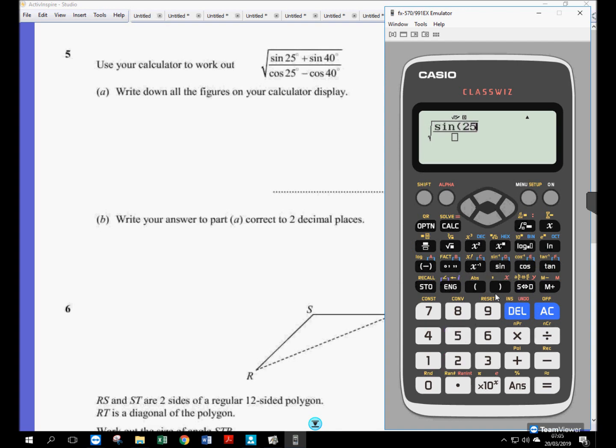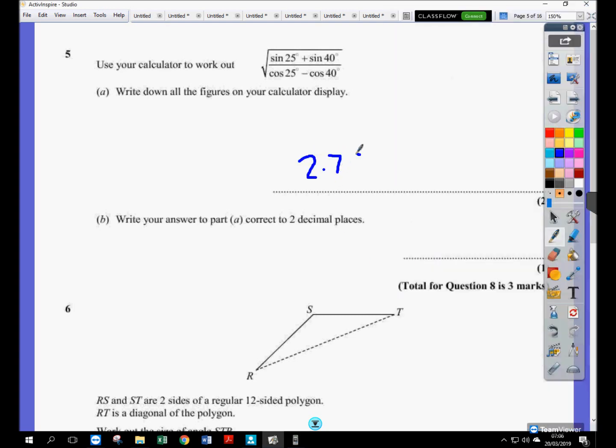So sine 25, close brackets, plus sine 40, close brackets, over cos 25, close bracket, minus cos 40, close bracket. Okay. Copy down the display, 2.756. The entire display.